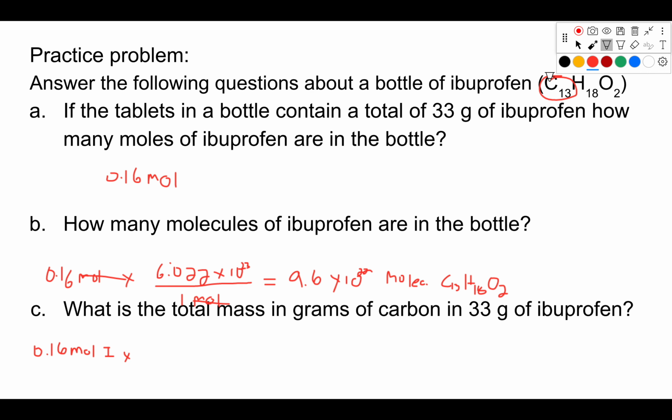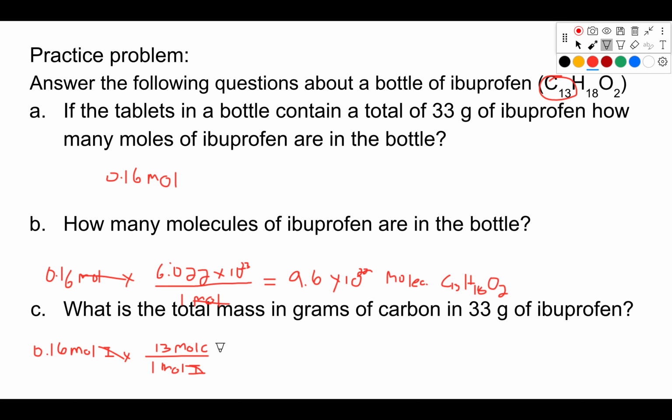C13H18O2, which means we can use the conversion factor that for every 1 mole of ibuprofen that we have, we're going to have 13 moles of carbon. And so if we worked this out, it would give us how many moles of carbon, because the moles of ibuprofen would cancel and we'd be left with moles of carbon. But they don't want just moles of carbon. They want grams of carbon.